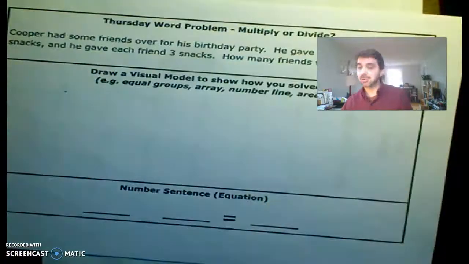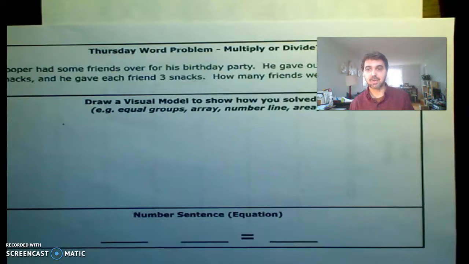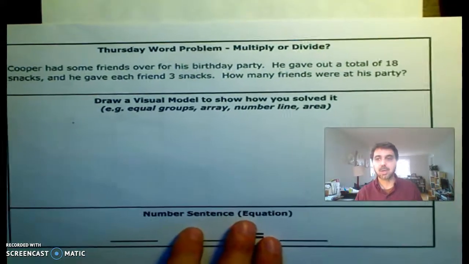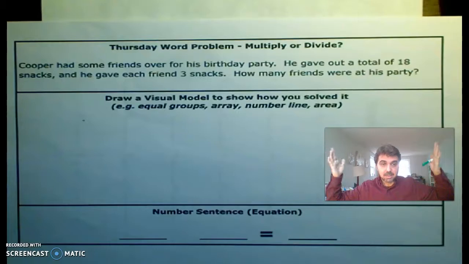All right, so let's get to today, which is Thursday. I'm going to read you the problem. And today you are going to do 1 word problem and 1 game. Yesterday I think was a lot doing both games. So anyways, 1 word problem, 1 game today. Here we go. Thursday word problem. Multiply or divide? Let's find out.